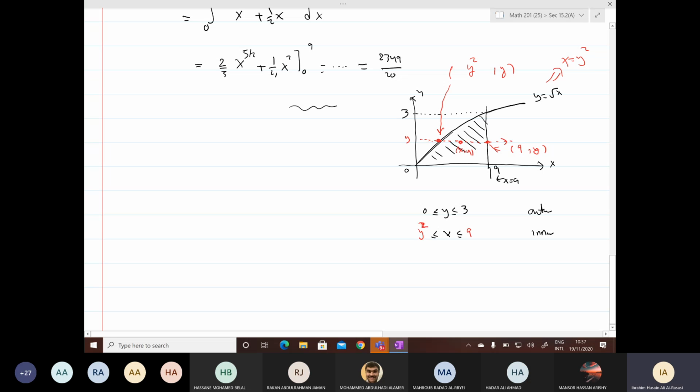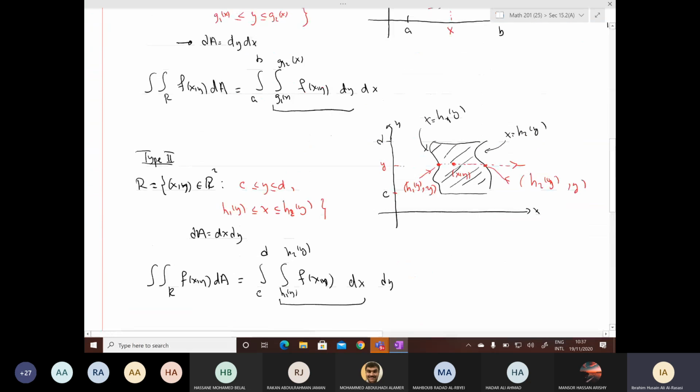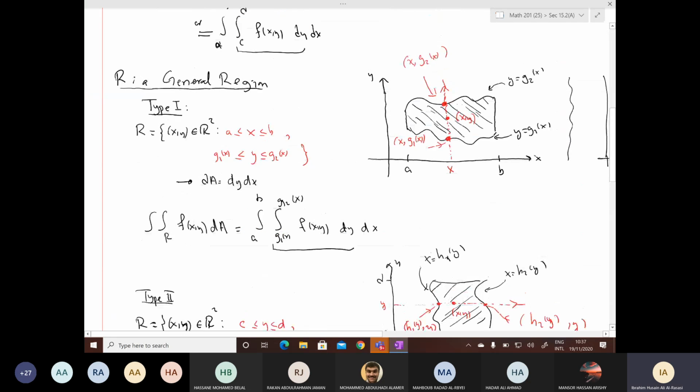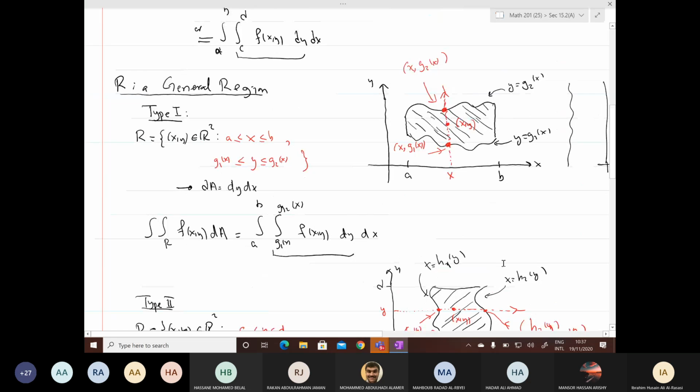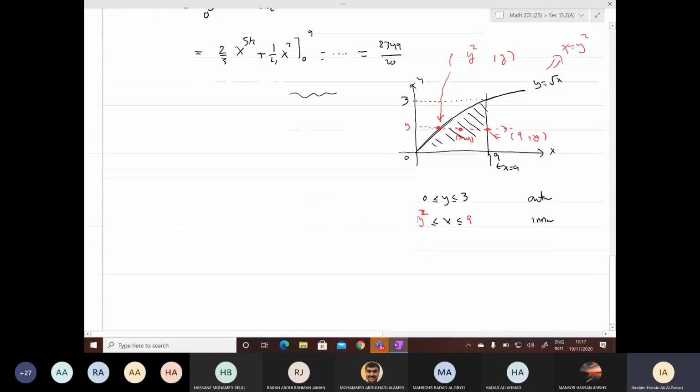Or directly, what is the left curve and what is the right curve? The right curve is x equals 9. What is the left curve? I have to write the function in terms of y: x equals y squared. Left and right, x is a function of y. Keep this in your mind. Lower and upper, y is a function of x. With these little things, when you combine them, things become really easy. So this is R, this is the description of R.